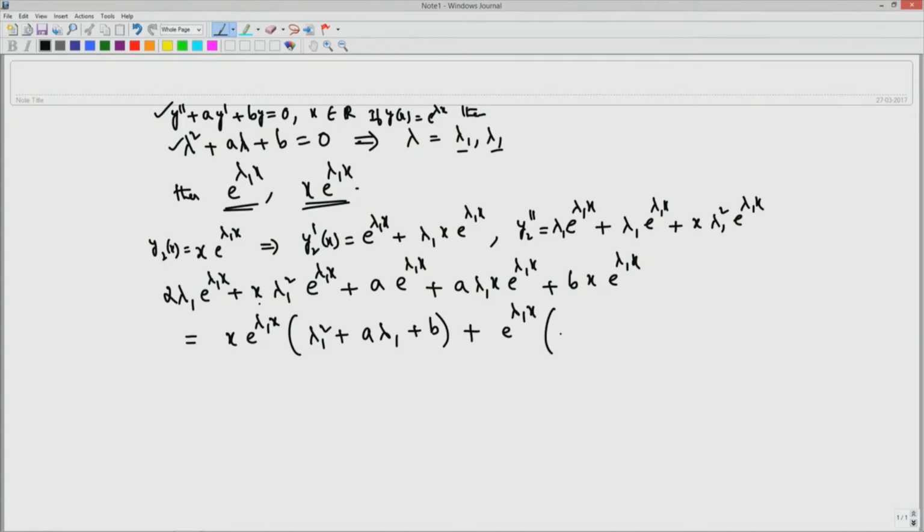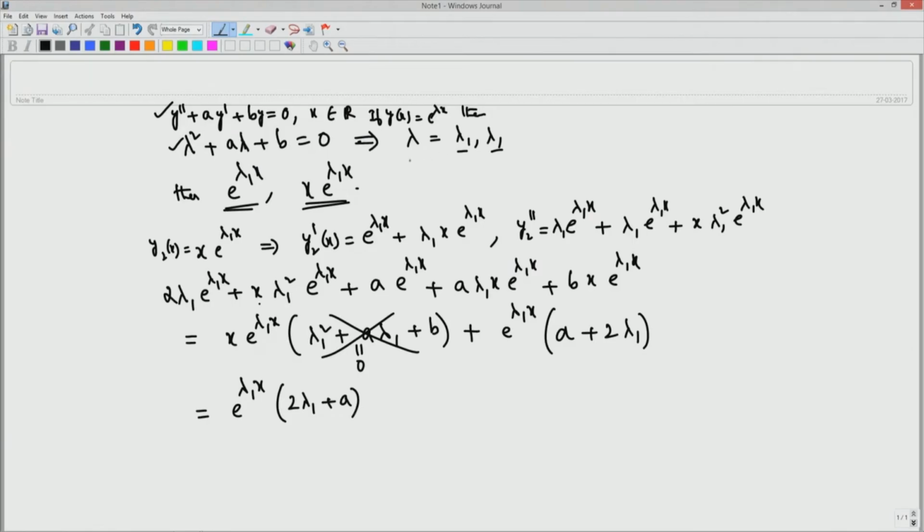If you look at it, this will become e power lambda 1 x times a plus 2 lambda 1, and we want to show a plus 2 lambda 1 equals 0. So this is what you have. We have seen that lambda 1 is the root of the quadratic equation, so the first term is 0. What you have is e power lambda 1 x times 2 lambda 1 plus a.